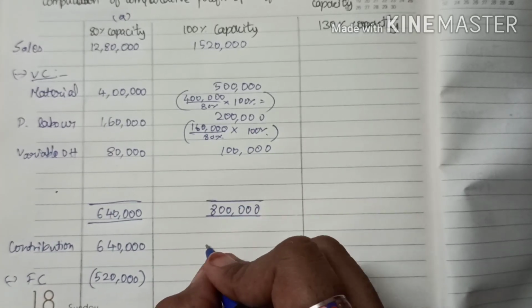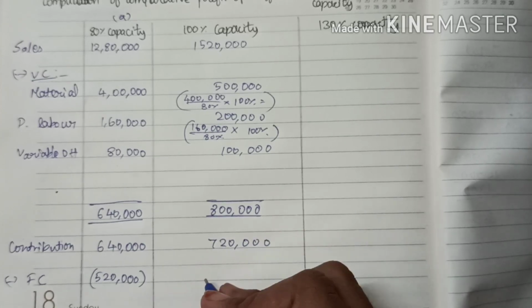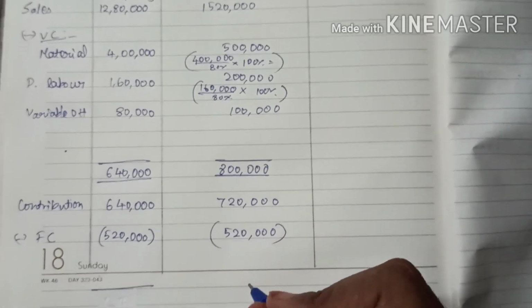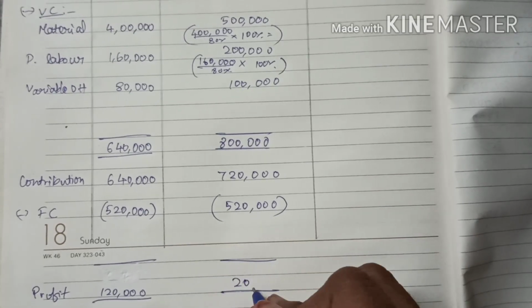And then contribution is 7,20,000, and fixed cost is same, 5,20,000. The profit will be 2 lakhs.